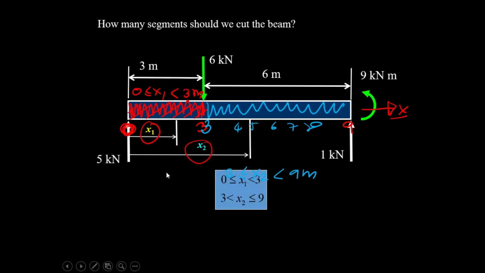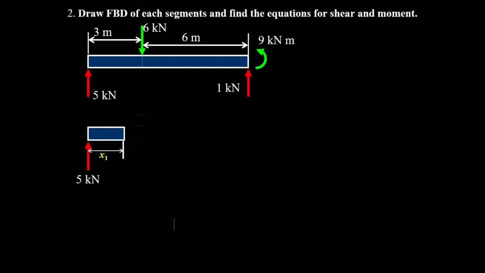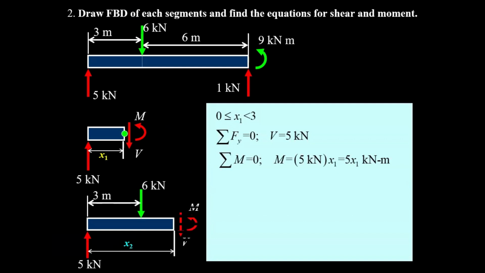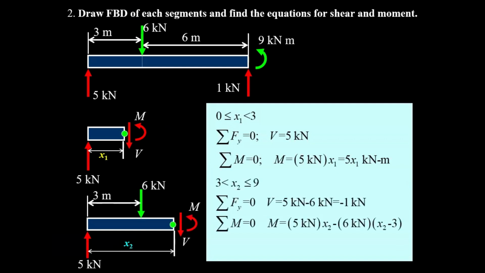Then you cut your beam into segments. You write the equation for the shear force and the bending moment. Typically, for this step, you don't need to use the moment equation first. You would like to use summation of F sub y equal to 0 and summation of the moment equal to 0.